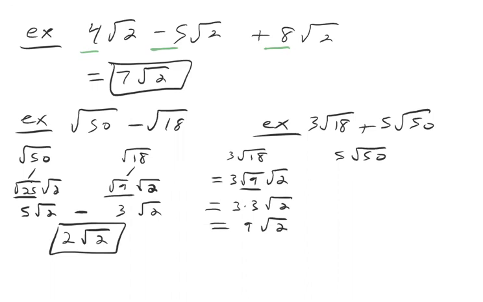This one is 5 times the square root of 25 times the square root of 2, because 50 is 25 times 2. So this is 5 times 5 square root of 2. So this is 25, and that's because the square root of 25 is 5, by the way. So this is 25 root 2, and I'm adding those.